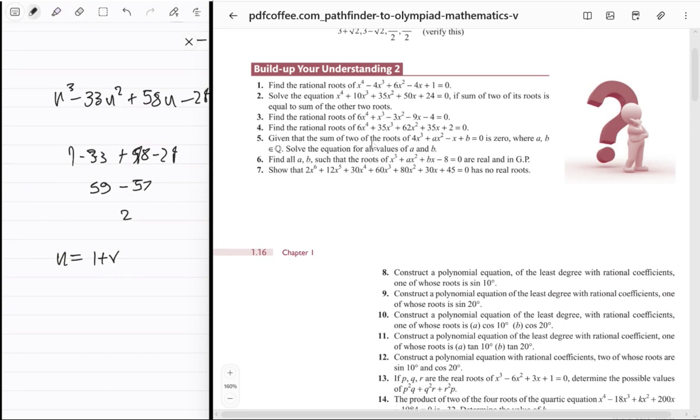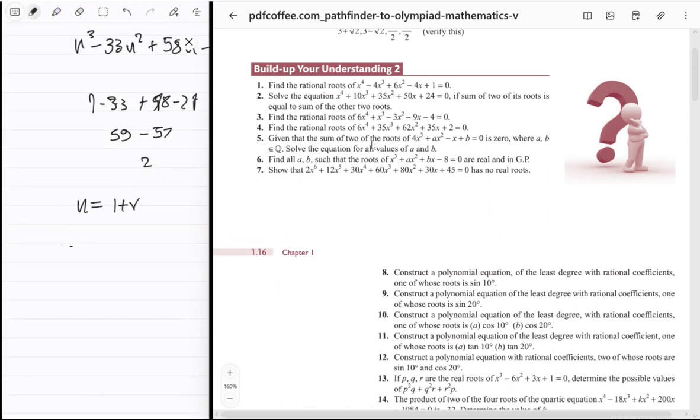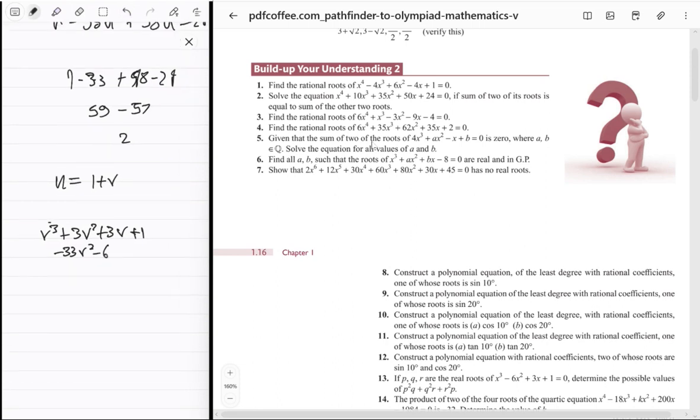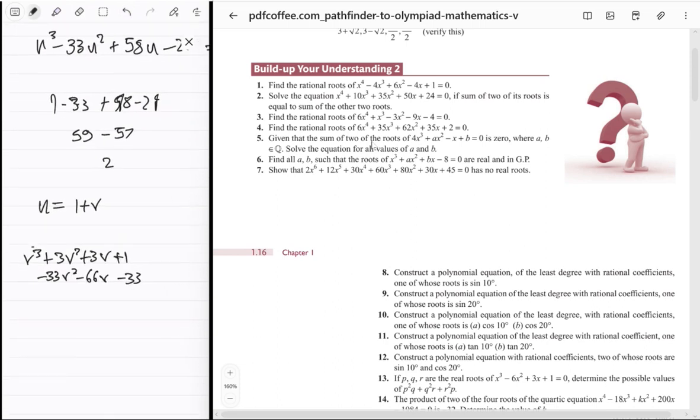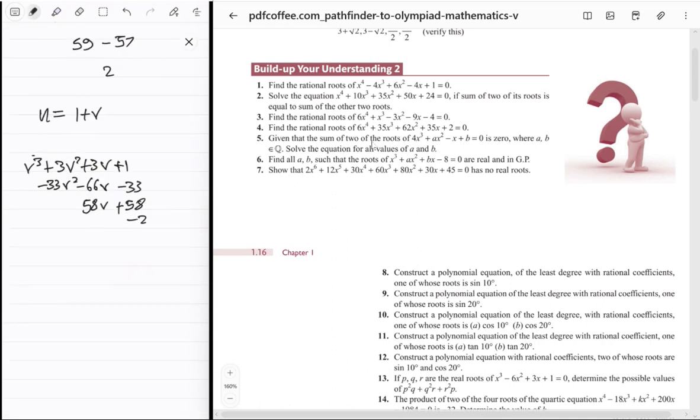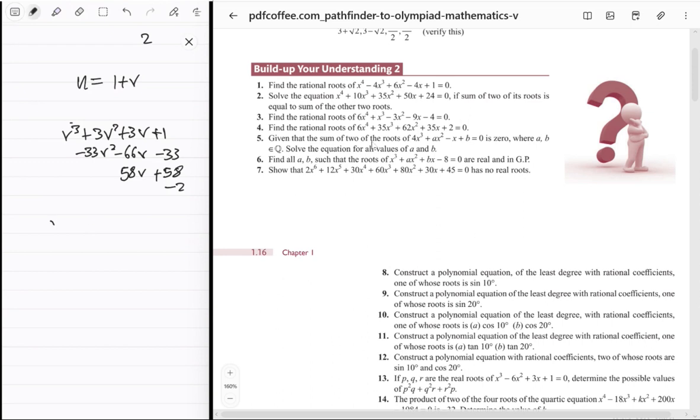Hopefully it will do the thing. Okay, so just put that in there. What's u cubed? That's just going to be v cubed plus 3v squared plus 3v plus 1. Then this thing, minus 33v squared. Then you got 2v times minus 33, which is minus 66v, minus 33. Okay, 58 times u, that is 1 plus v, so plus 58v, and then plus 58, and then minus 24. We know what the constant is going to be, but I'm just showing it.